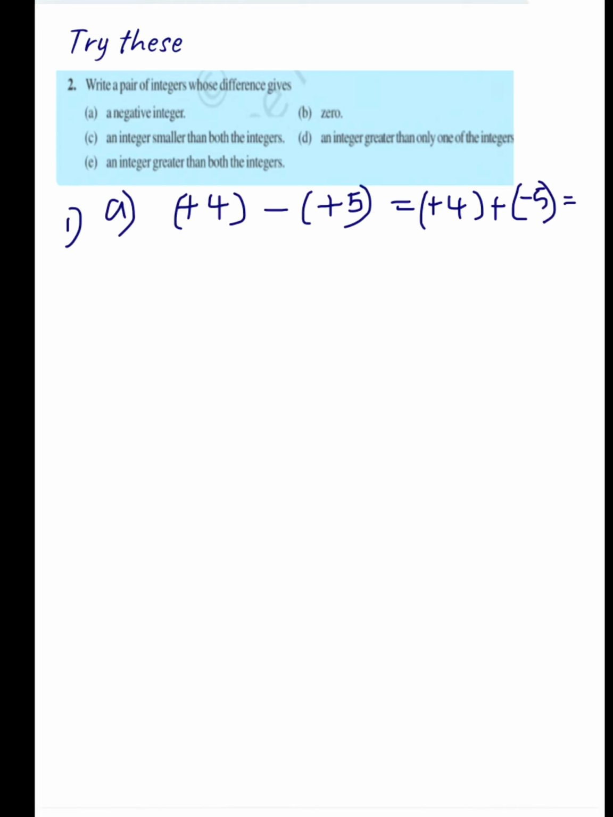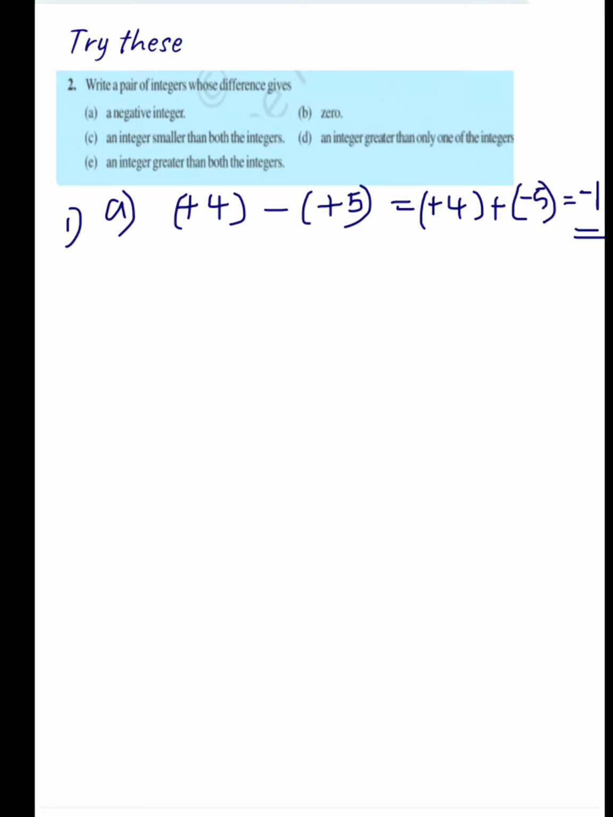Here, adding integers having different signs means what? You need to subtract them, that is 5 minus 4, that is 1, and you need to put the sign of the bigger number, which is 5 here, so minus 1. So minus 1 will be the answer. So you got a negative integer as the answer. Here, as examples, you can take two integers such that the second number is a higher number than the first one.